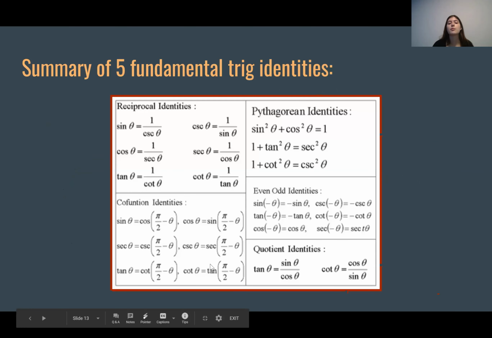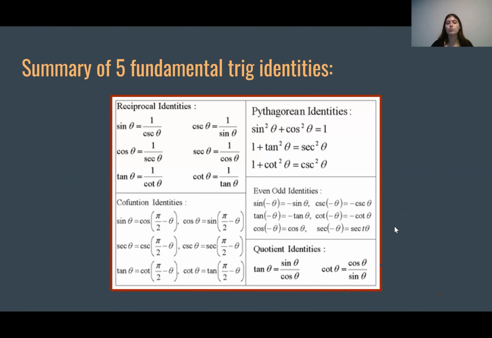And now here's a summary of all of the five types of fundamental trig identities. You guys learned all of these in one day. It's beautiful. It's incredible. We did it. All right, that's everything for PowerPoint number 1.